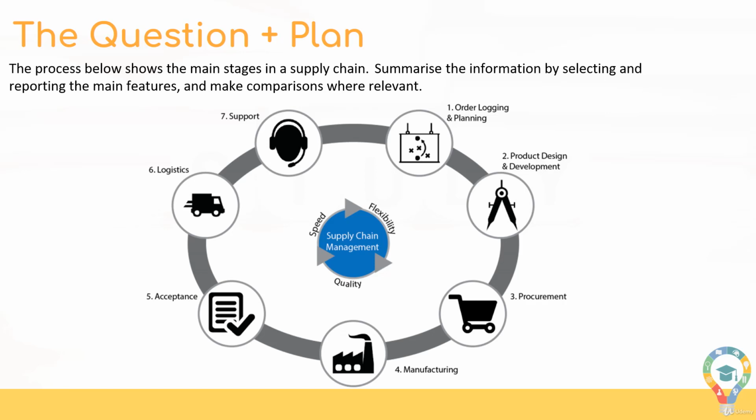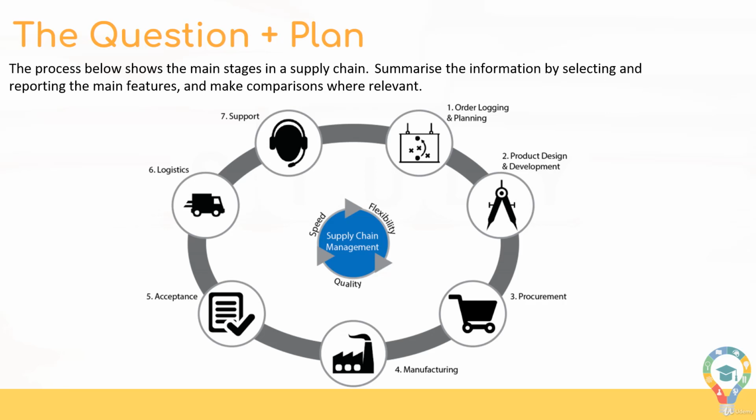Let's take a look at the first stage. We have order logging and planning, and then moves on to product design and development. We have procurement, then manufacturing, acceptance, logistics, and support. So I would say that this really is quite a normal looking process diagram. We have 7 stages, and we can see quite clearly that there is a structure to what is happening. So we begin with an order of something, and then it finishes with some kind of customer support.